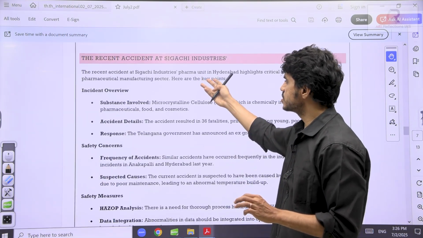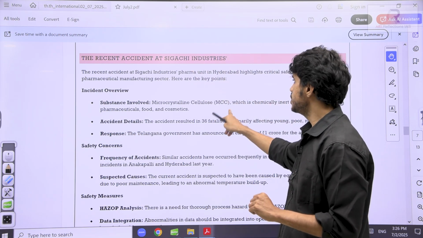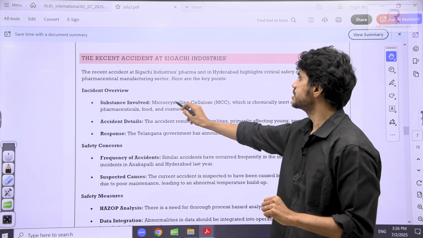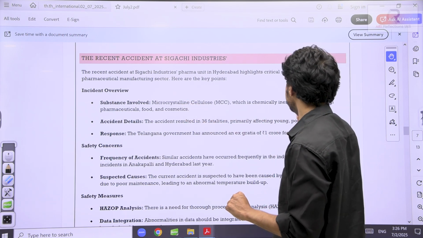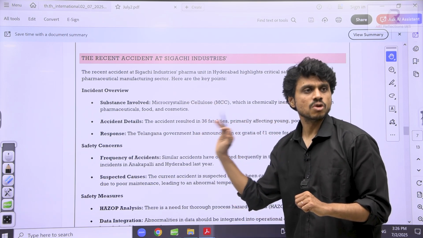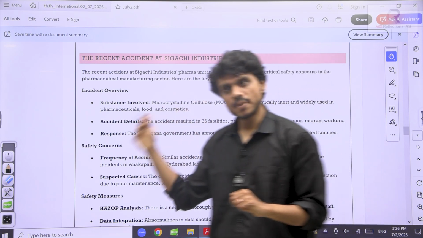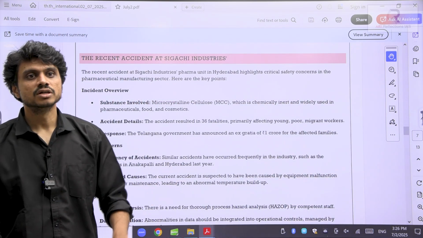So yesterday we discussed the pharmaceutical Sigachi accident. So from the prelims point of view, see, a substance involved in this leakage was microcrystalline cellulose, which is chemically inert. Chemically inert means it does not react. Basically, this compound itself is not harmful, but the way it is manufactured, it may react with other compounds and create a kind of threat.